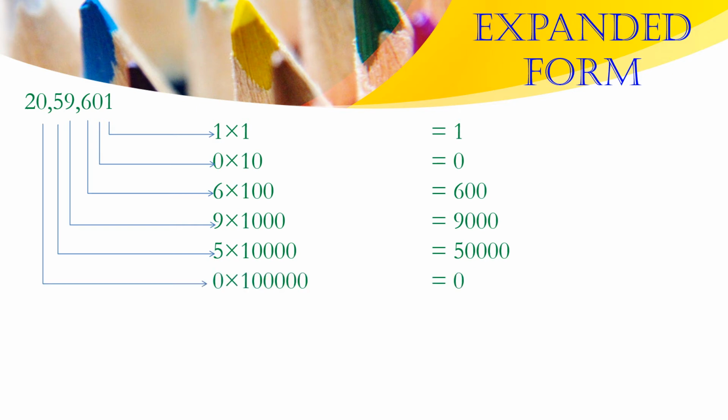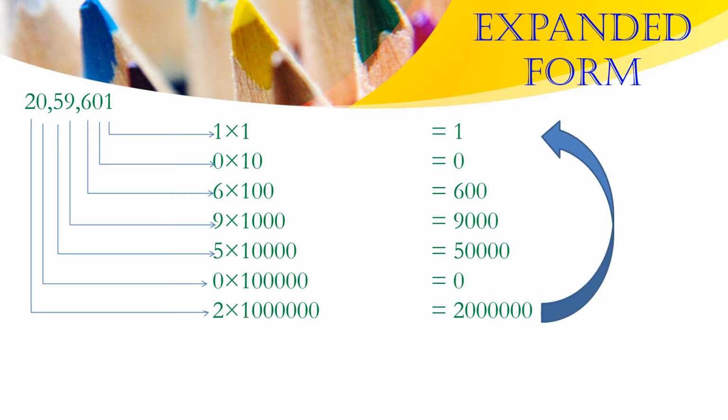The next 0 is in lakh place, therefore 0 into 1 lakh is equal to 0. Similarly, 2 is in 10 lakh place, therefore 2 into 10 lakh, which is equal to 20 lakh. While writing the expanded form for the given number, we need to write the numbers in descending order, that is from the greatest number to the lowest number.